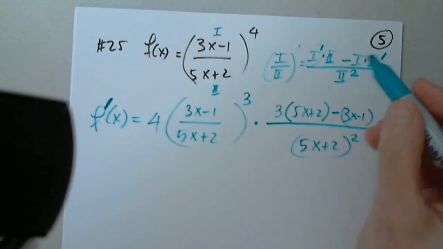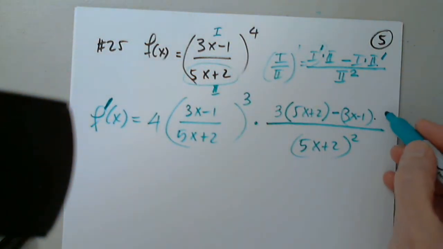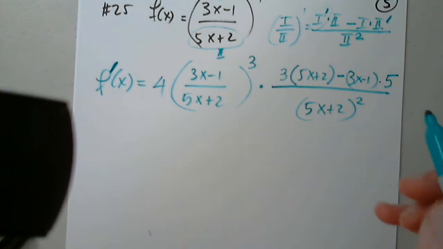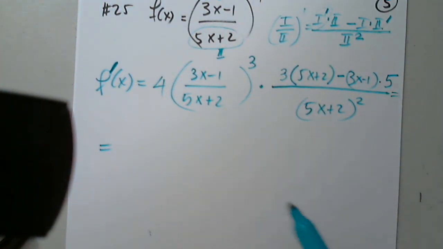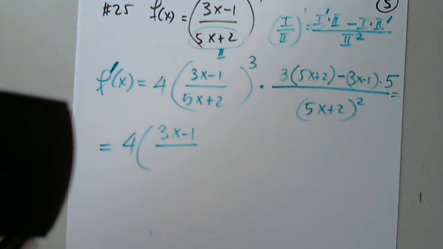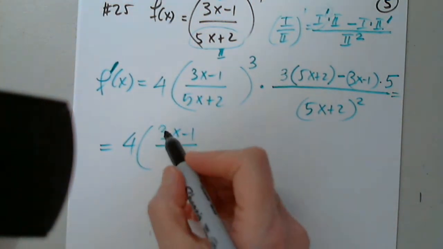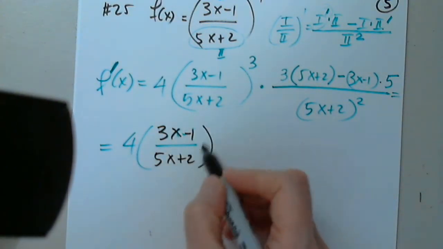Now I have to differentiate the denominator. Can anyone give us the derivative of the denominator? 5x. Careful. Just 5. Perfect. Okay, that's it. And now algebra. Okay, so 4, 3x minus 1 over 5x plus 2 to the third.